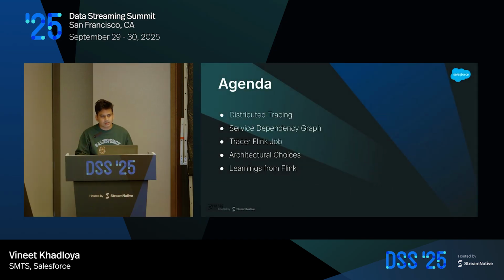So let's get started. Real quick, what do we have on the agenda? I'll talk about what distributed tracing is and the service dependency graph feature. This is followed by the data challenges we had which led us to build the Flink platform. Then we'll talk about our Flink job setup and the architectural choices. Post that, we'll talk about the learnings we have had from building this pipeline, and we'll end the session with what we have on the future roadmap.